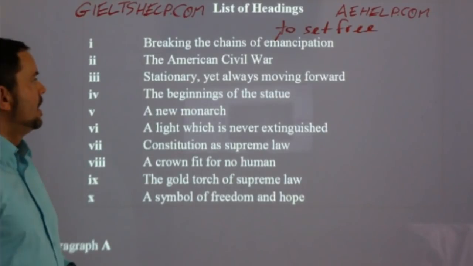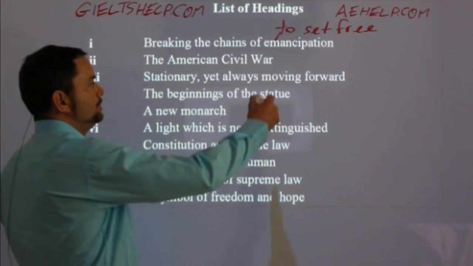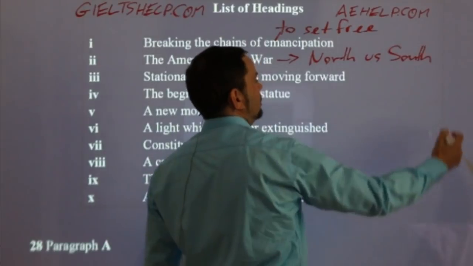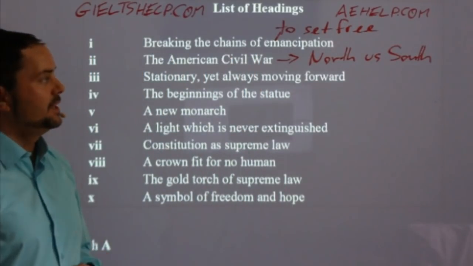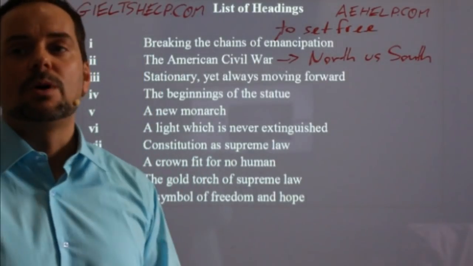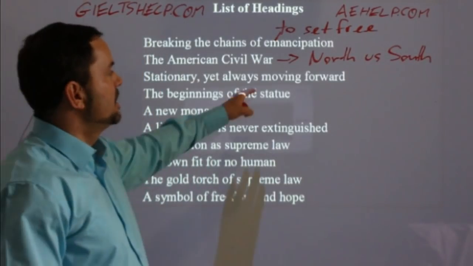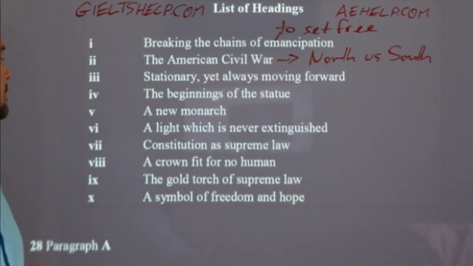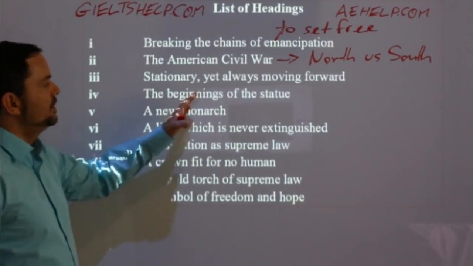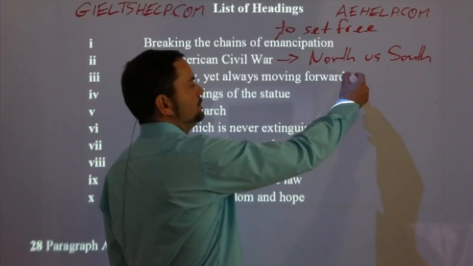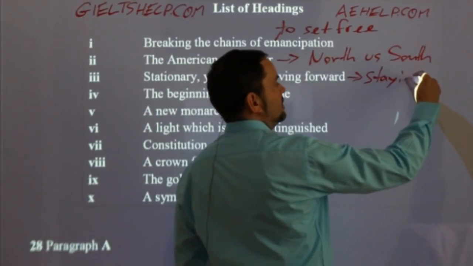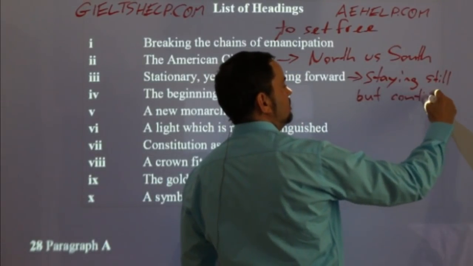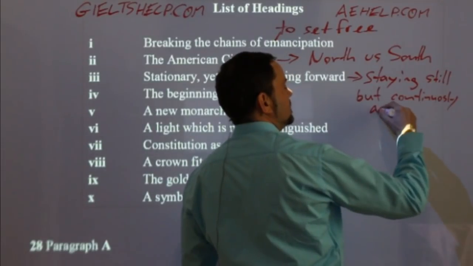All right. The American Civil War. North versus South. Okay. And if you can't paraphrase some of these, that's fine. Just go to the next one. You don't have to. Okay. Emancipation is a legal process. That's right, Manzur. It's the legal process of setting free. Yeah. Okay. Stationary, yet always moving forward. Staying still but continuously advancing.